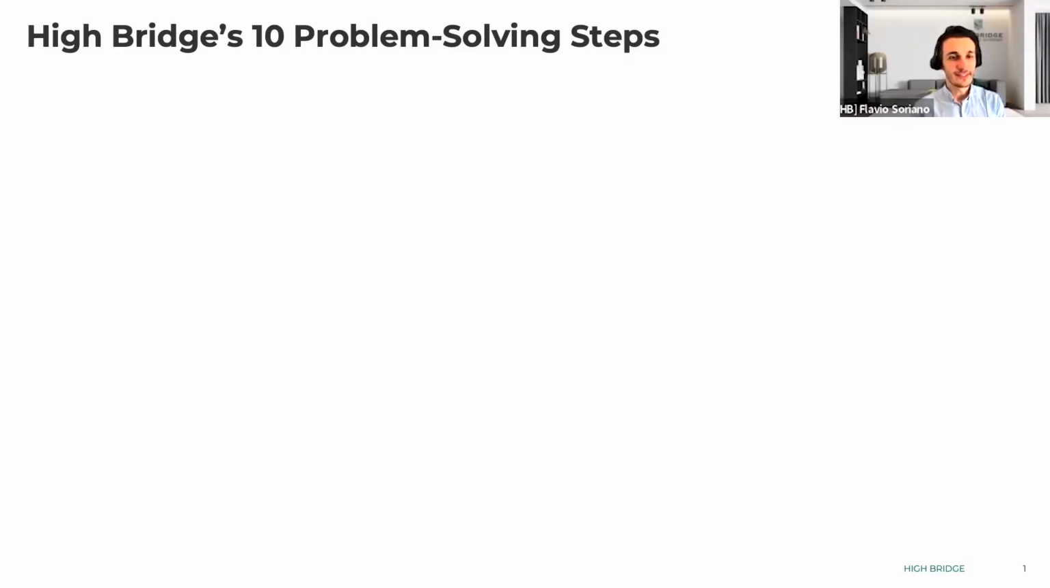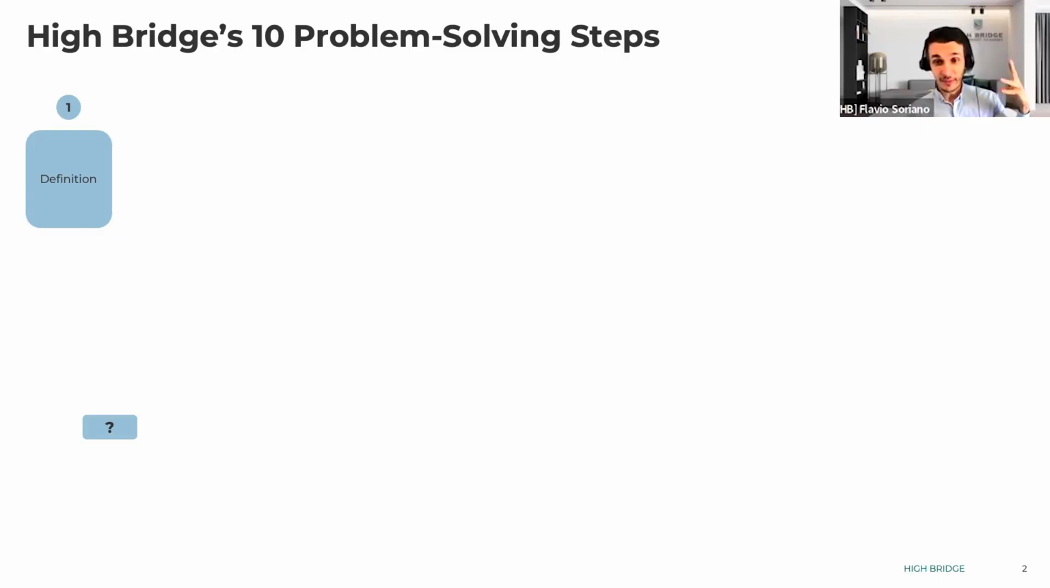Let's go. We have 10 steps in our problem-solving methodology. It's a bit different than McKinsey's 7 steps. We use 10 steps for clarity, right? It's more thorough as well. And our focus is to make it easy to understand each one.